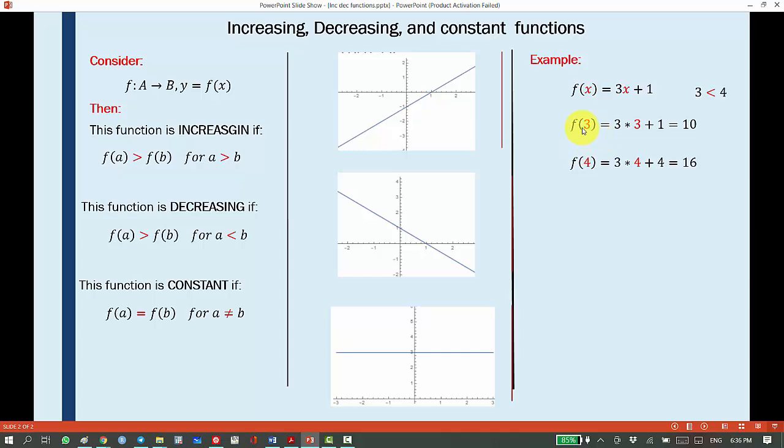Now we compare f of 3 against f of 4. And we see that f of 3, which is 10, is less than f of 4. Now, if you compare this inequality sign with this inequality sign, you see that both inequality signs have the same direction. Therefore, by definition, this function is increasing.